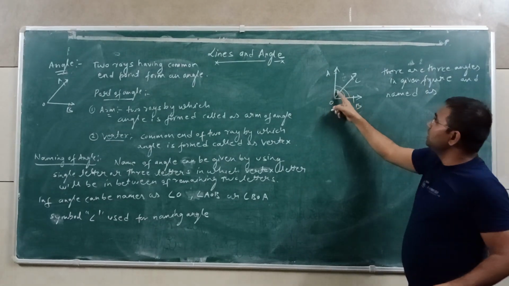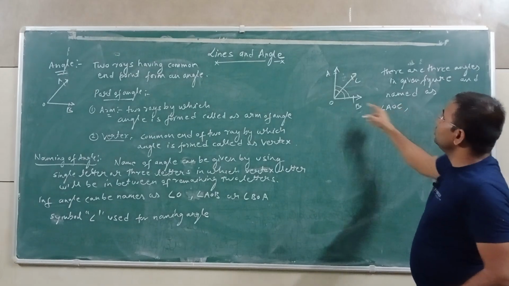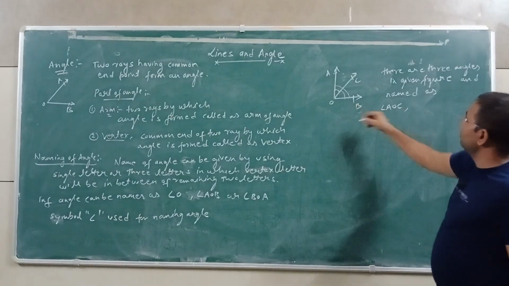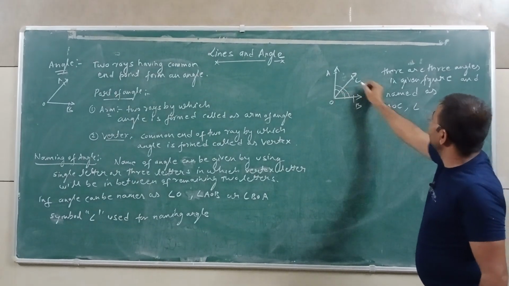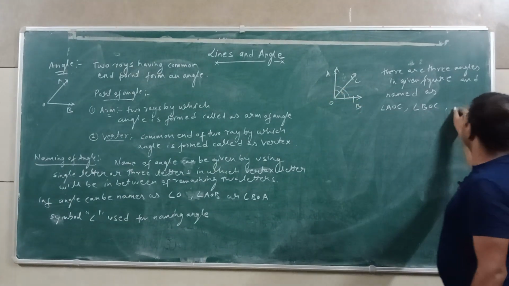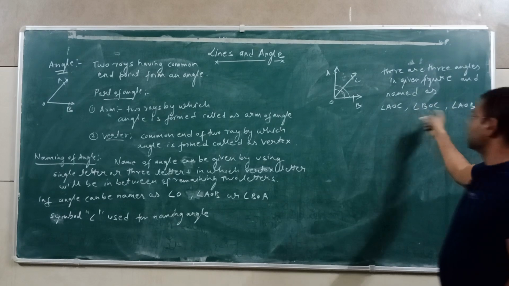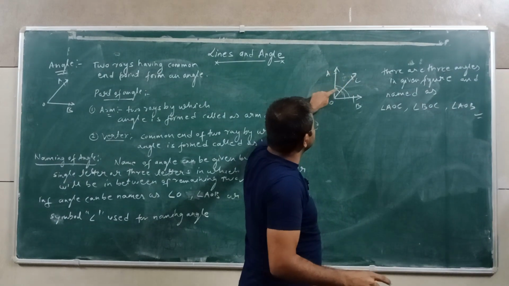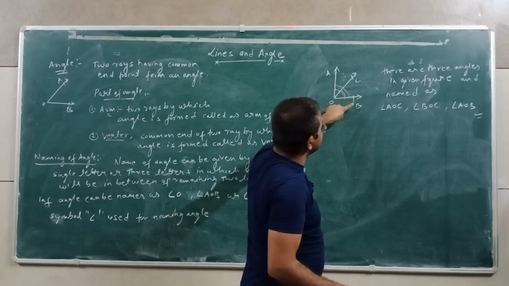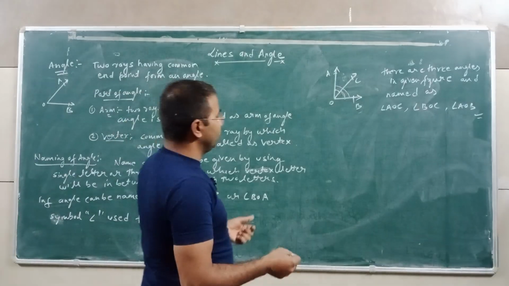See, this angle is denoted by angle AOC. So what will you write? Angle AOC. You can say AOC also and COA, both are the same. And this angle is named angle BOC. Now, angle AOB. So the three angles are named like this: angle AOC, this one angle, angle BOC, this angle, and angle AOB, this angle. See here. Now again I am going to make one more figure.